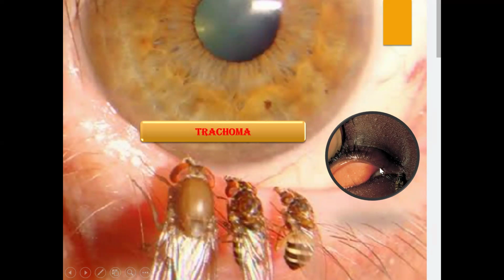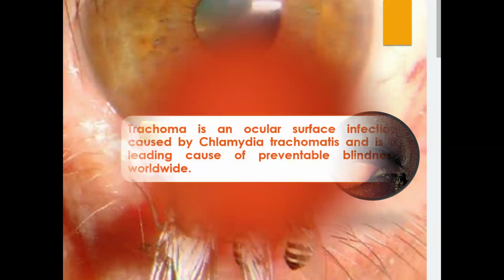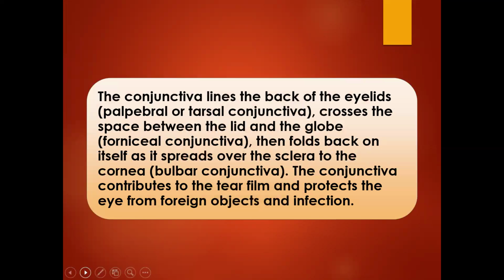Now, inside of this eyelid, you will see where the globe and the eyelid meets. So this conjunctiva found here is the one we are talking about. And that conjunctiva is known as fornix conjunctiva. Then this conjunctiva folds back again to spread all over the sclera. That is, the white part of the eye entirely is covered by the conjunctiva, and this is known as bulbar conjunctiva. The conjunctiva contributes to the tear film that protects the eye from foreign objects and infection.